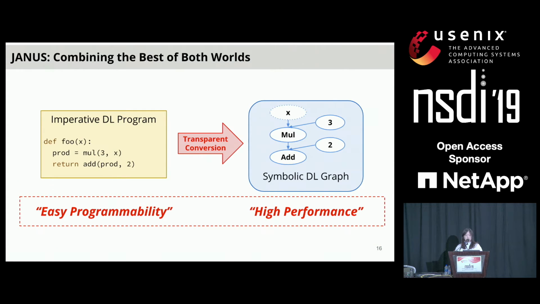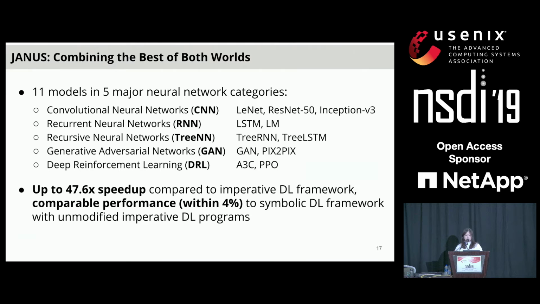JANUS tries to combine the advantages of each approach by transparently converting imperative programs into symbolic graphs. To show some preview of the evaluation results, JANUS runs 11 unmodified imperative deep learning programs in 5 major neural network categories, including convolutional, recurrent, and recursive neural networks, generative adversarial networks, and deep reinforcement learning models. And JANUS achieves up to 47.6 times speedup compared to imperative execution, which is comparable to symbolic deep learning frameworks within only up to 4% performance differences.